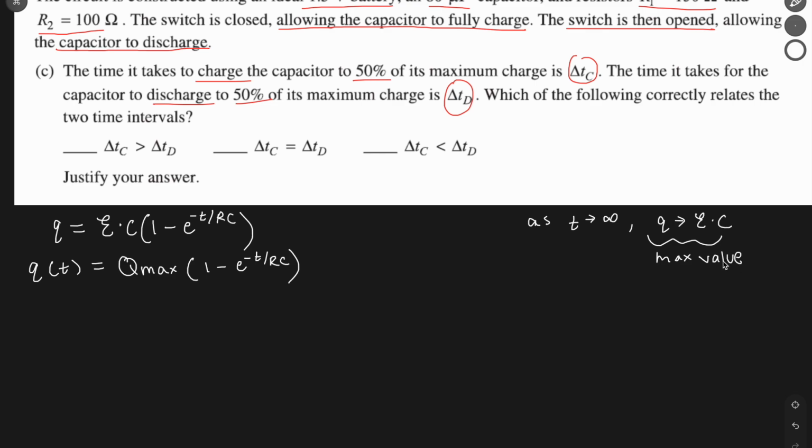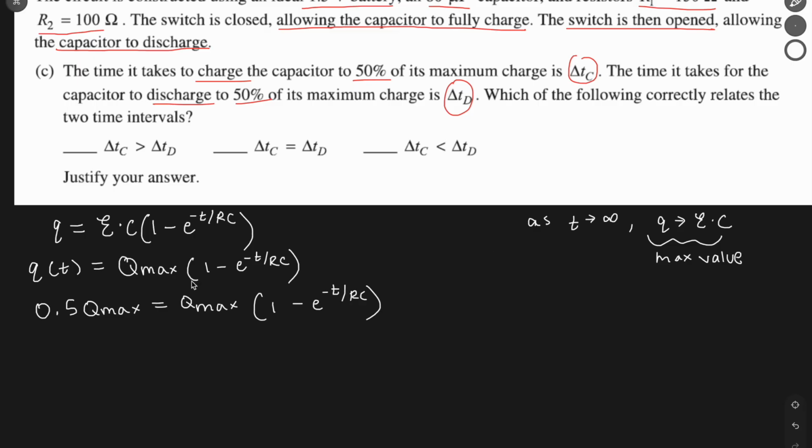So now that we have rewritten the equation in this way, we can also solve for the value of t, which provides 0.5 Q max. Now, how do we do that, you ask? Well, we just do this. So we have very cleverly substituted 0.5 Q max because, remember, the question is asking us what is the amount of time required to charge the capacitor to 50% of its maximum charge. What is 50% of its maximum charge? Well, that's 0.5 times Q max.